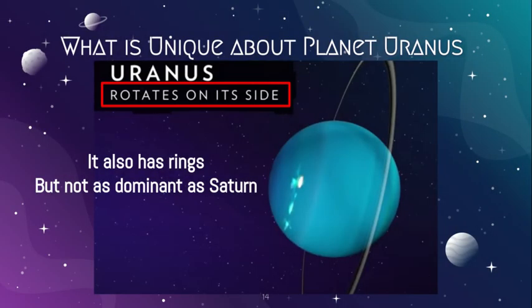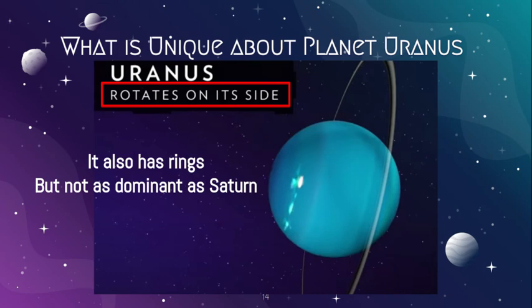Now, what is unique about the planet Uranus? Uranus, if you look at the picture, it rotates on its side. So it's like flipped on its side. The ring doesn't look like the horizon, it's actually vertical. That whole planet, for some reason, and you'll learn that in physics, has been flipped on its side.